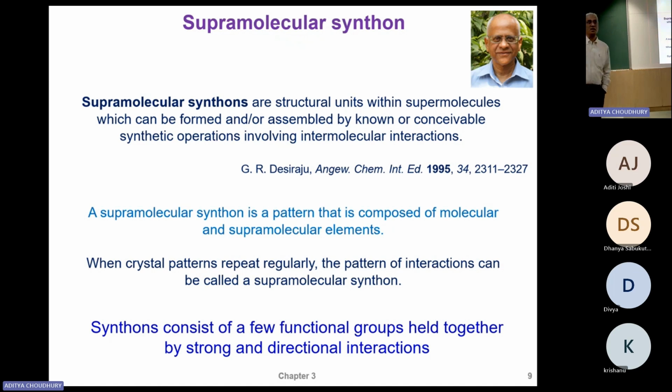Not just because I saw it once can I call it a supramolecular synthon. It should appear regularly. So a synthon consists of a few functional groups held together by strong and directional interactions. With that, let me stop today. I'm going to talk about the synthon as well as tectons, and introduce what is meant by tecton. When you combine these two, you get a crystal, an organic, molecular crystal. That's what I'm going to talk about. I will continue my lecture tomorrow.